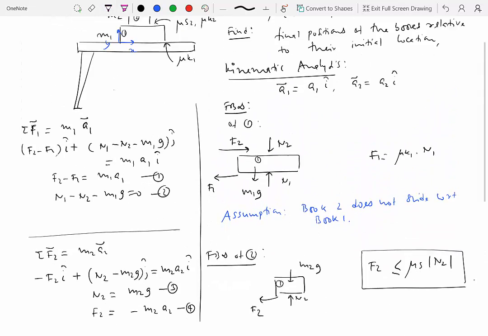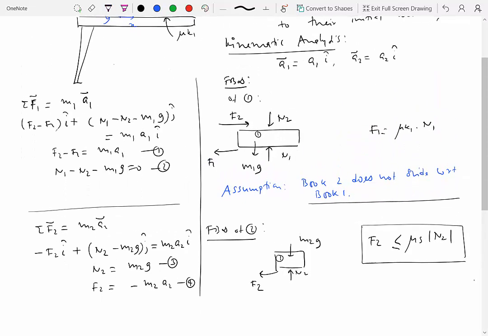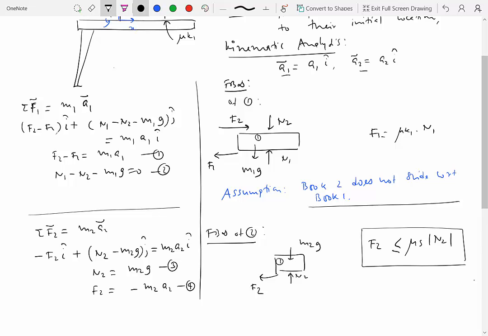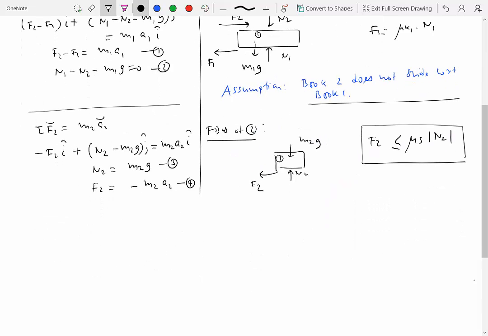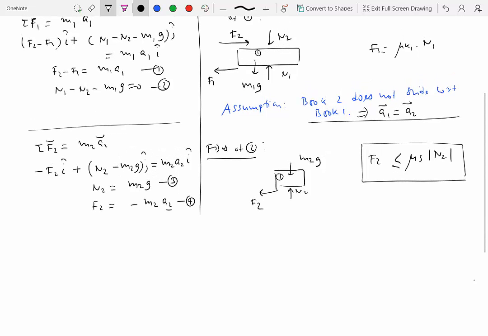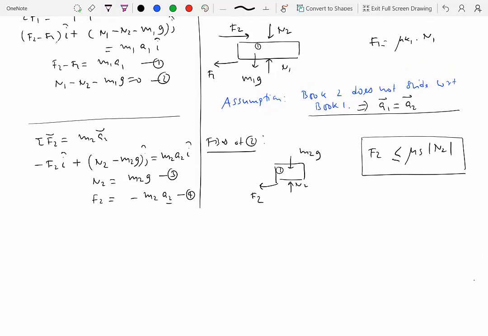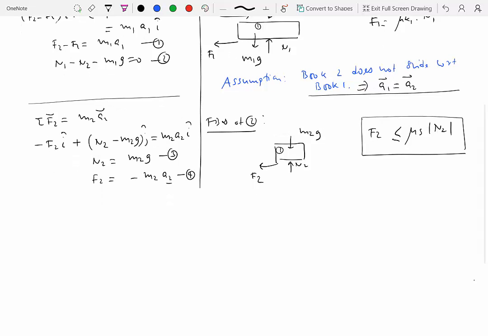Now, if we assume that book 2 does not slide with respect to book 1, what does that tell us about the acceleration of 1 and acceleration of 2? Well, they have to be the same, right? So this implies that acceleration of 1 should be acceleration of 2 because they're moving together, right? Which means that we really don't have A1 and A2 as separate unknowns. They're essentially the same, right? Okay. So let's see if we can find all of these accelerations as well as the friction forces, right?